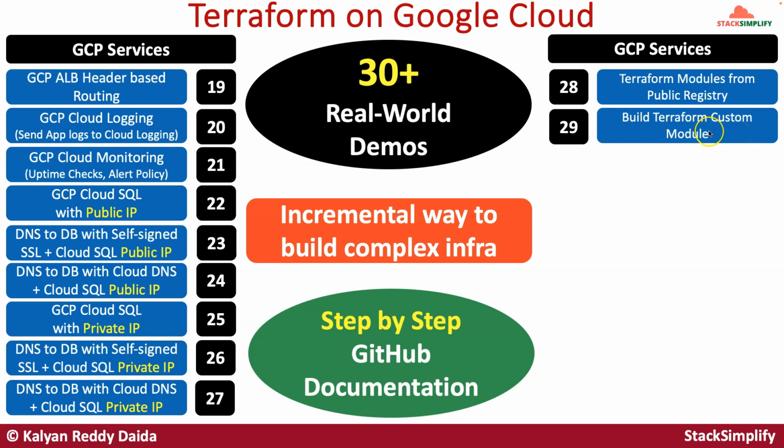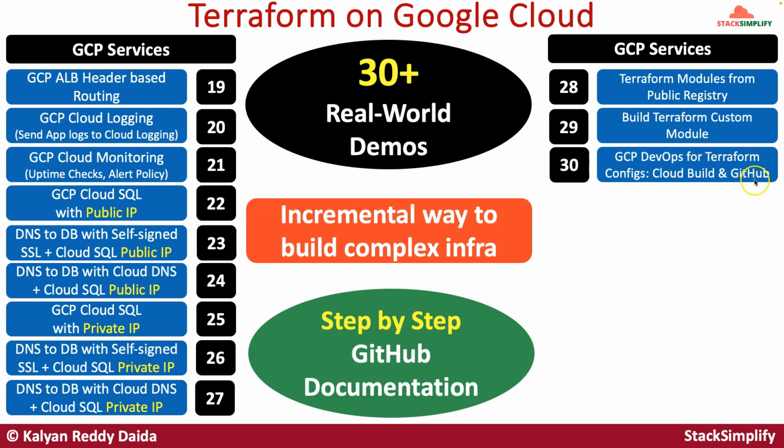And using that, how to build that custom module, we are going to learn in this demo. Once that is done, we are going to focus on implementing GCP DevOps for Terraform configs using Google Cloud Build and also GitHub. This is going to be a very big section, and we have explained it in a very detailed manner. After that, we'll also focus on creating the GCP Global Application Load Balancer demo, which will load balance the traffic between two regions.